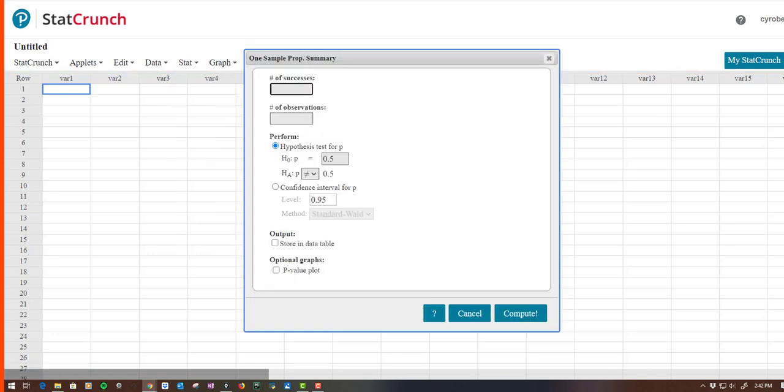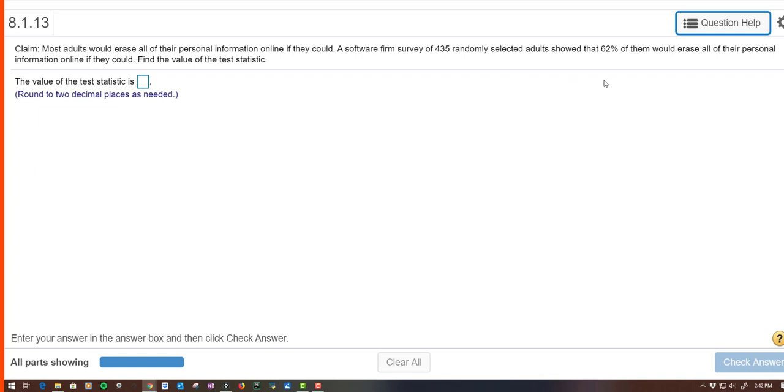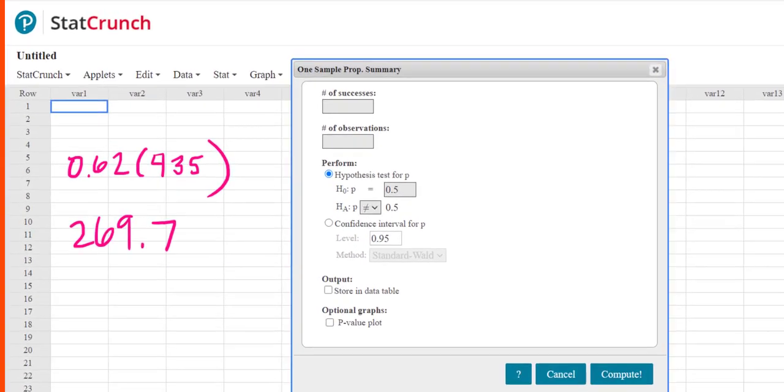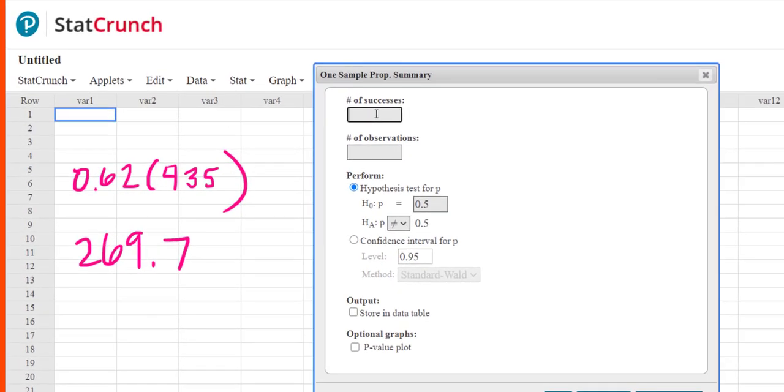All right, number of successes. Well, I don't know that, but I could find it because it's 62% out of 435. So in other words, to be able to find this, I could take 62%, which is 0.62, and multiply it times 435. So I've picked up a calculator and I get 269.7. So that is going to be my number of successes, and I would round that to 270.